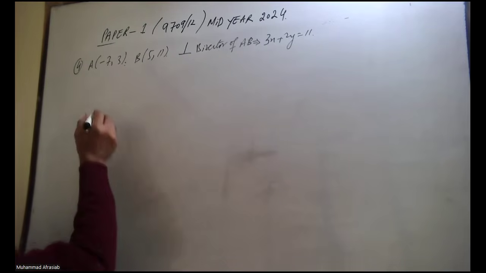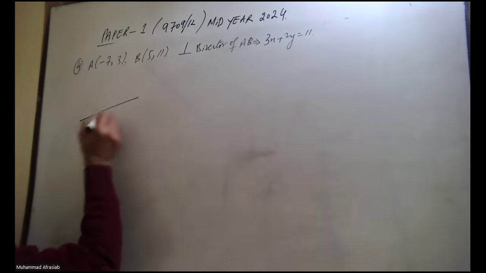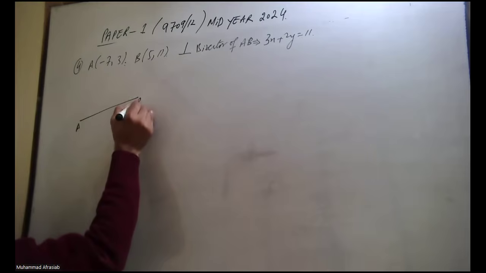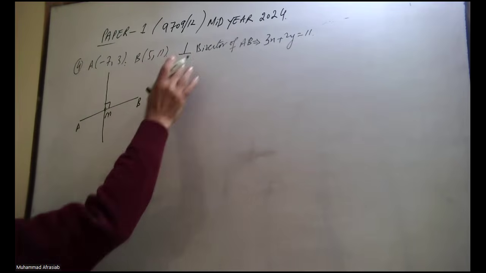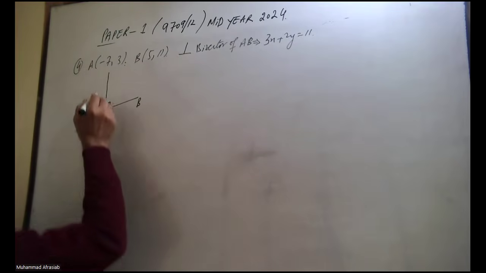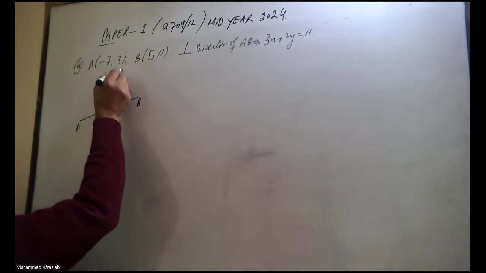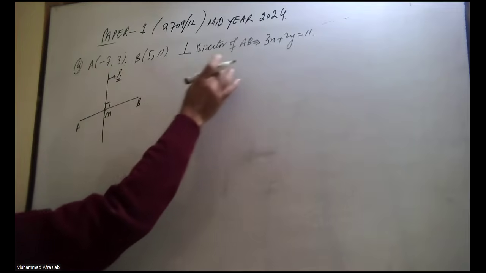Now, we know that if this is the point A, this is the point B, and this is the midpoint of this, which is perpendicular, because they are asking for the perpendicular bisector. So you are going to find the equation of this line, which is supposed to be equivalent to 3x plus 2y is equal to 11. So first of all, we will calculate the midpoint of AB.